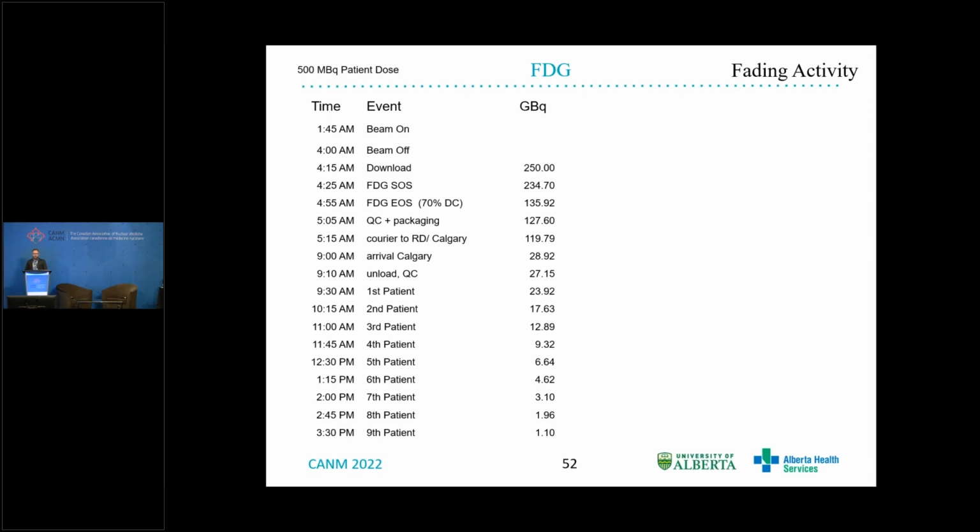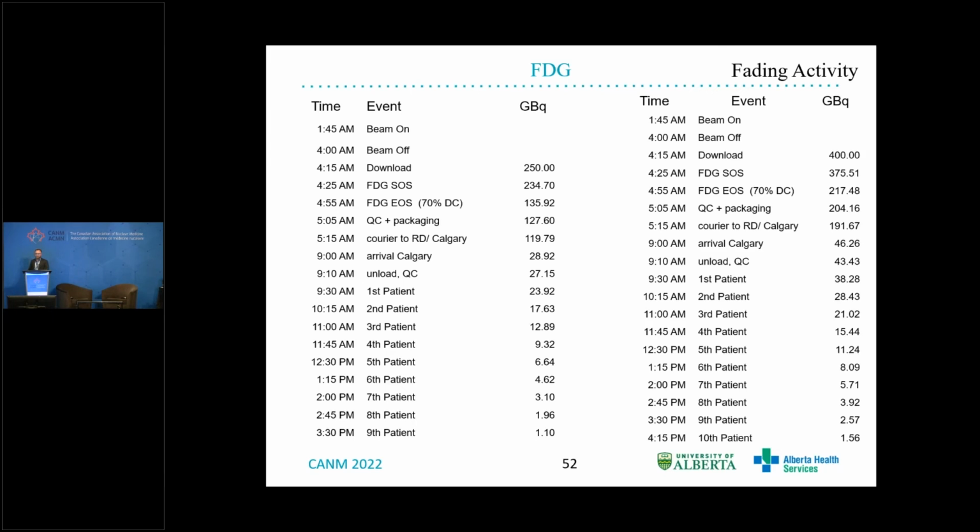And again, if we actually start with 250 gigabecquerels of F18, we make 136. They could make 9 patients, and they have about a gig left at the end of it. So let's say we want to make a lot more. We start with 400 and we make 220 gigs of FDG. We might add 1 or potentially 2 more patients. It doesn't scale up due to the decay.